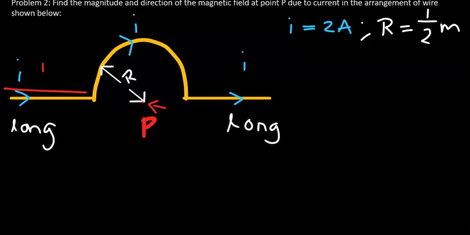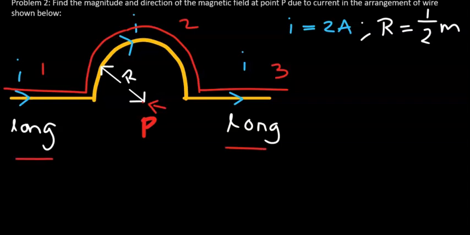Let's call that part 1, and then the arrangement goes into a semicircular pattern, so let's call that 2, and back to a straight segment all the way to the right, so that is the 3rd segment. We note that the left hand side and the right hand side of the arrangement, the wires, are long, so it extends all the way from infinity going to infinity.